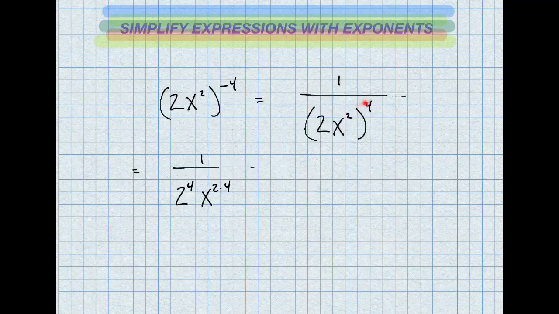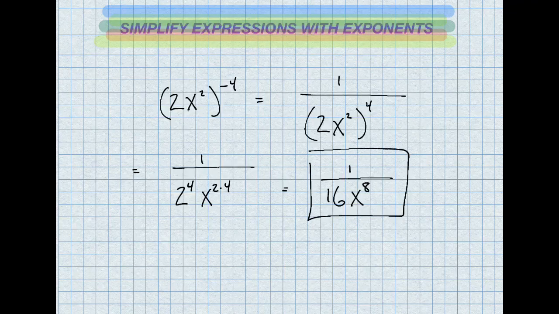Okay, each one of these, remember this, if you have things being multiplied together, this exponent kind of distributes in. So we distribute here to the 2 to the 4th and x squared to the 4th. So then we get 1 over 2 to the 4th, that's 16, and then x to the 8th power. So 1 over 16 x to the 8th power. There's our answer.